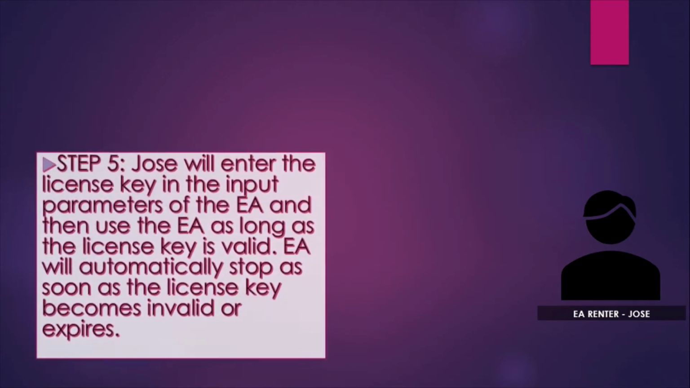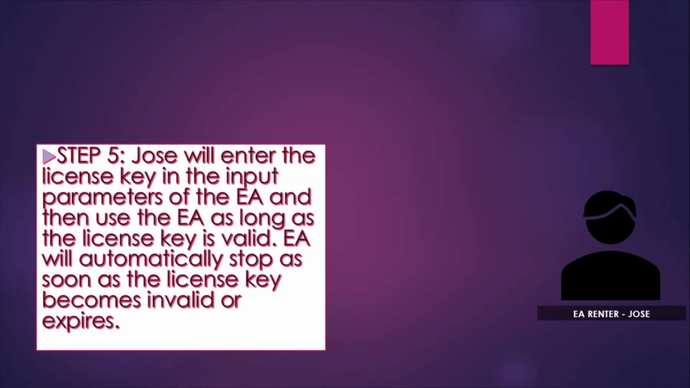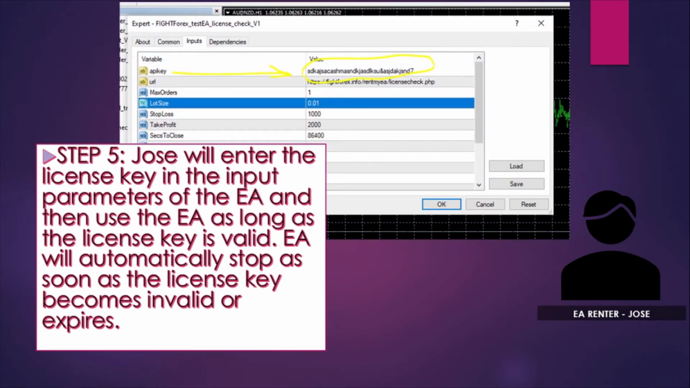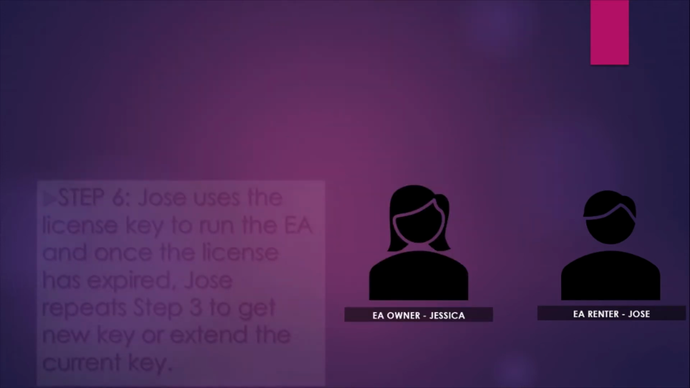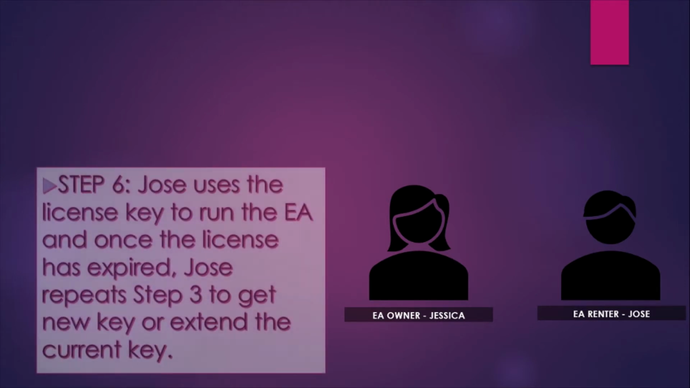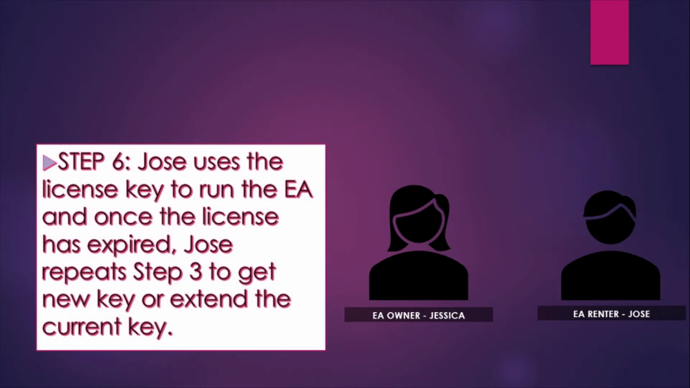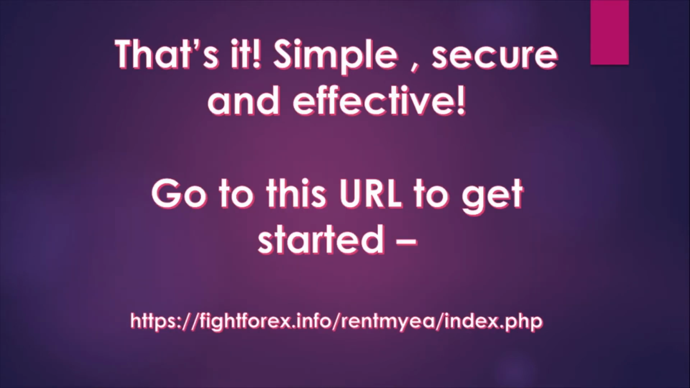Once that is done, step number 5 is that Jose will take the license key and the EA and put it in the input parameters and then execute the EA. The EA will automatically stop as soon as the license key becomes invalid or expires. Once the license key has expired, Jose can repeat step number 3, pay for a new license key, or ask Jessica to extend the current one. So essentially the process repeats. It is that simple, that's it.